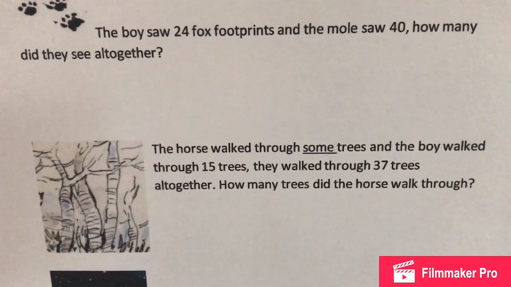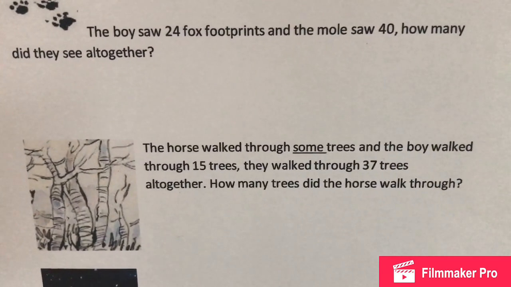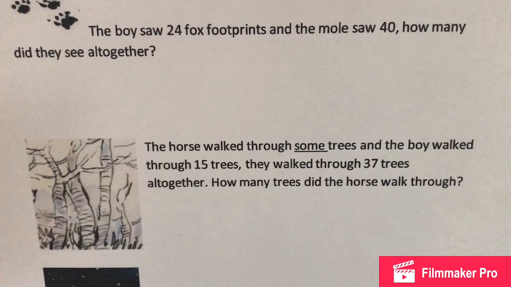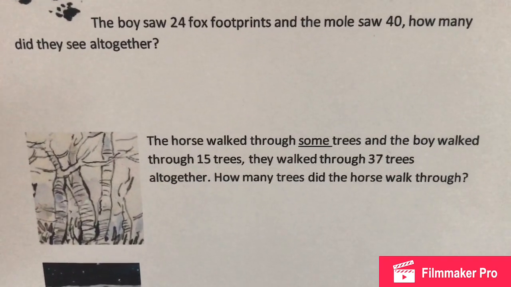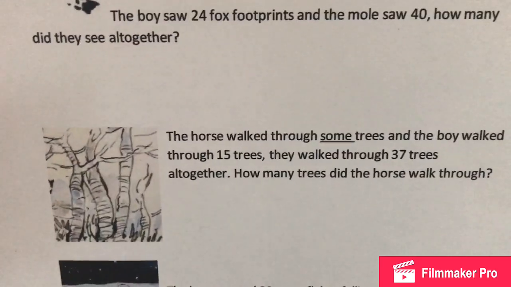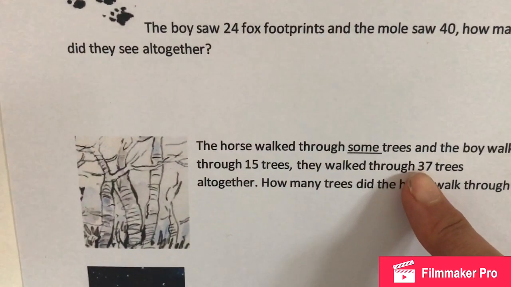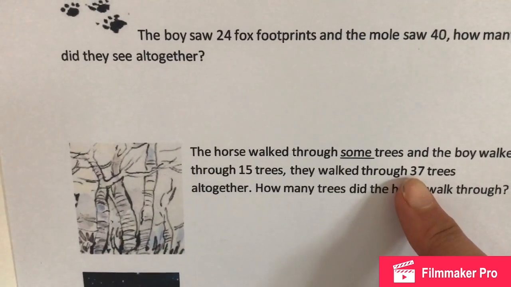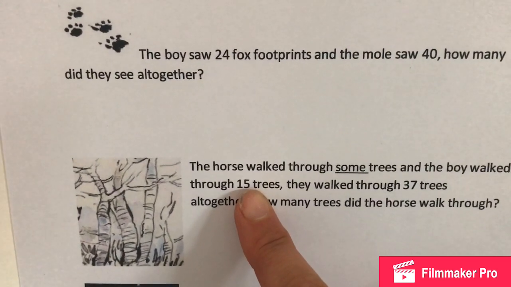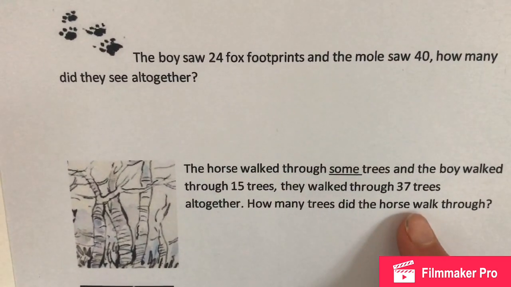The horse walked through some trees and the boy walked through 15 trees. They walked through 37 trees altogether. How many trees did the horse walk through? So you've been told that there were 37 trees altogether and that the boy walked through 15 of them. So you now need to work out how many the horse walked through.